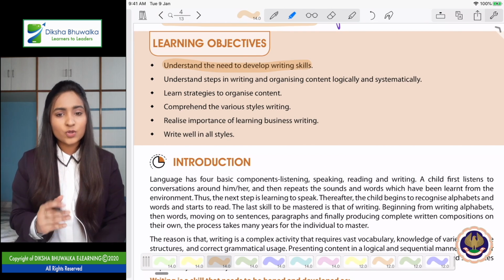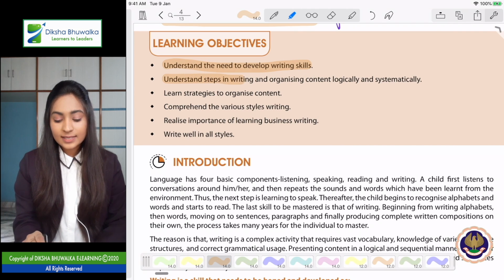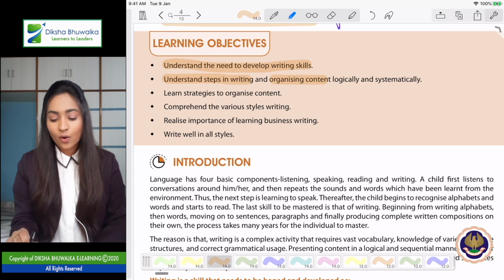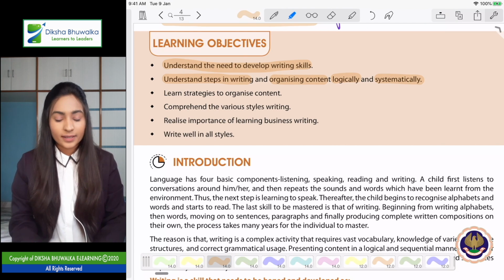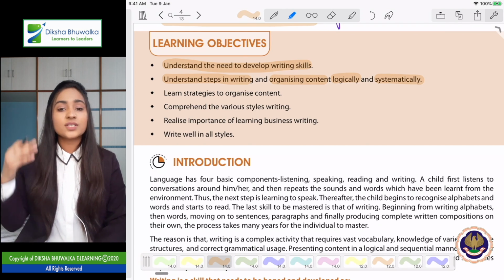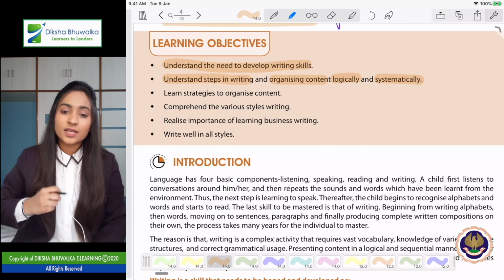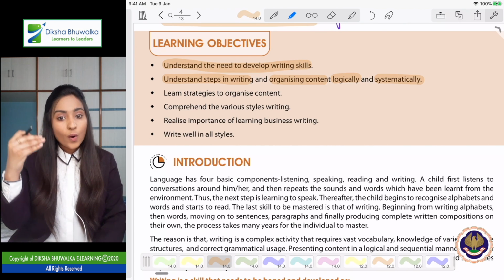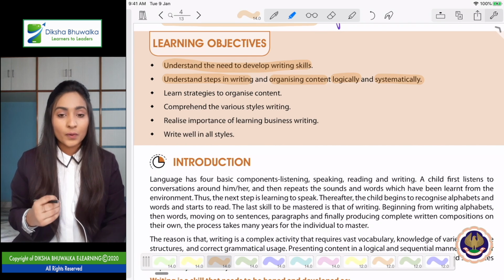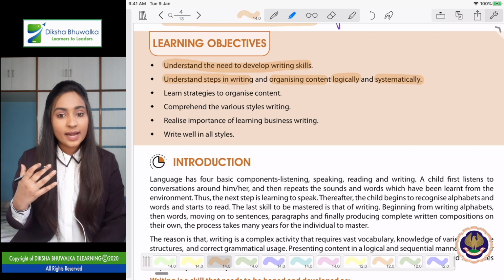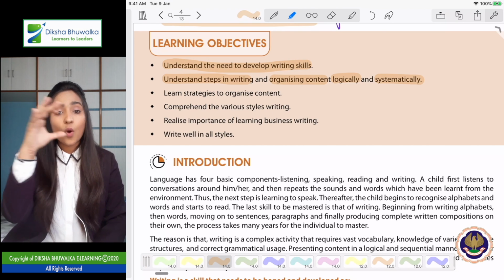I think by now you have understood that it is very, very important to write. Understand steps in writing and organizing content logically and systematically. Now when you are writing, you just cannot get ideas and start writing. You have to organize your ideas. Very, very important. You have to first think about the ideas. You have to jot it down. You have to organize it.